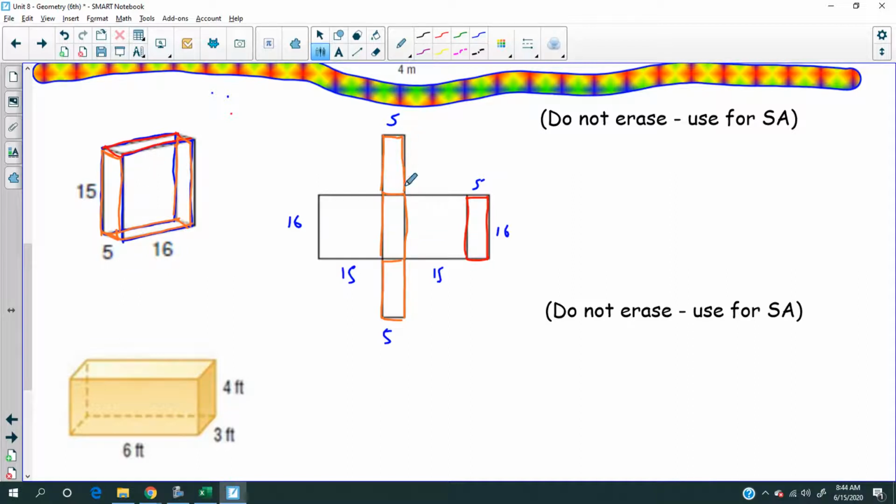How long are these? So these are these, so that's 15. Okay, so these three little rectangles, they're all 5 by 15. This one's 5 by 16, because this is 16, so this is 16, so this is 16. This little one's 5. And then these gigantic rectangles, they are 16 by 15. Yeah, I got it. Okay, so that would be the net.